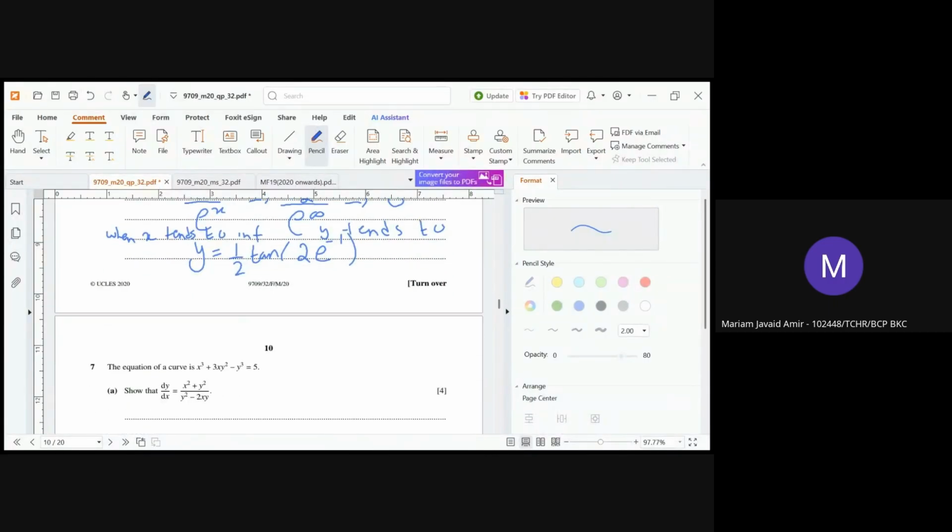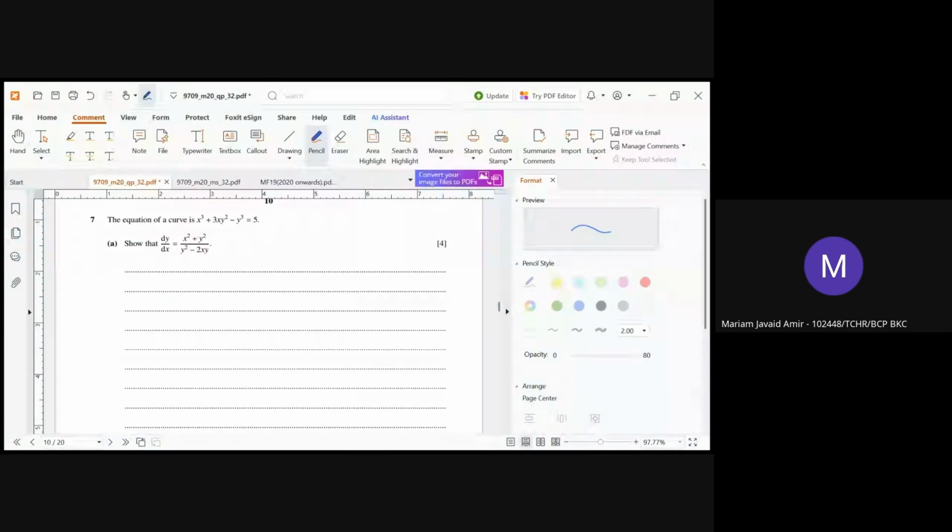All right, question 7. The equation of a curve is x cubed plus 3xy square minus y cubed equals 5. Show that dy by dx is equal to that. Okay, this is a question on differentiation. Let's solve this. So differentiate x cube, we get 3x squared plus, write 3 outside of the bracket, and now we'll apply the product rule of differentiation on this.